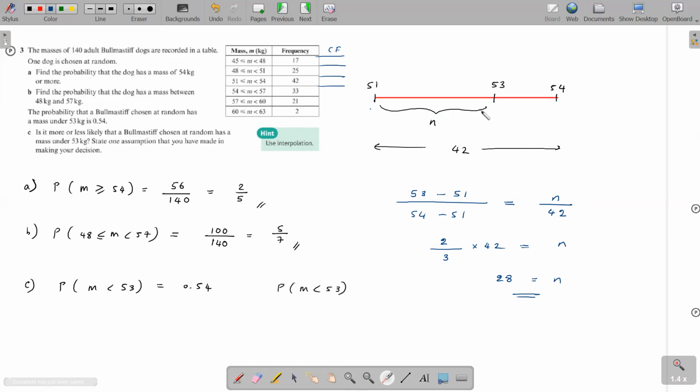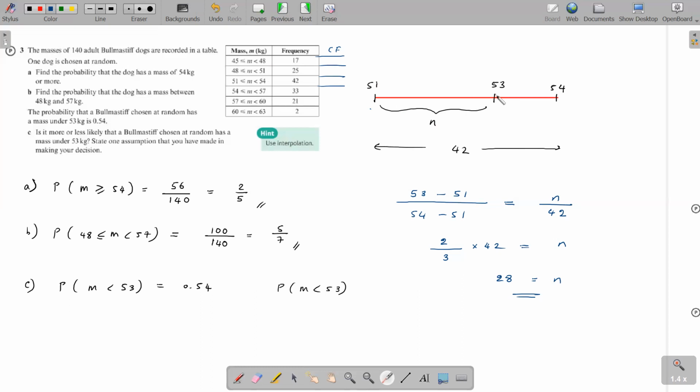Remember, in interpolation, we always assume that these 42 values here are equally distributed in the interval. We always assume in interpolation that it's equally distributed. So out of the 42 between 51 to 54, you find 28 of the dogs between 51 to 53.